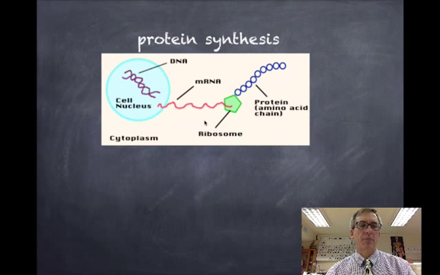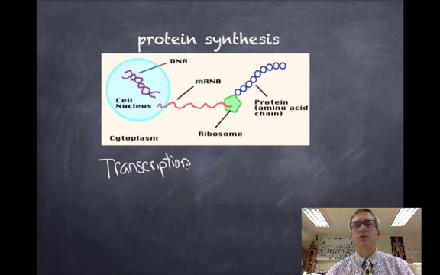Protein synthesis, if we take a look at the entire process, works this way. The genes are located on the DNA, which unwinds, and a piece of messenger RNA is built alongside the DNA. That process is called transcription, copying the information from DNA to RNA. The messenger RNA can leave the nucleus, go out in the cytoplasm to a ribosome. The ribosome is where the amino acid chain, which becomes a protein, is assembled. That process is called translation.